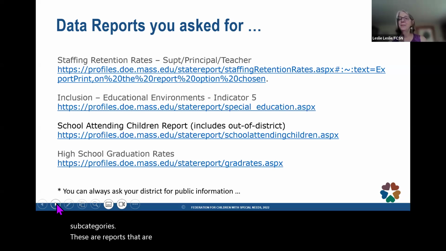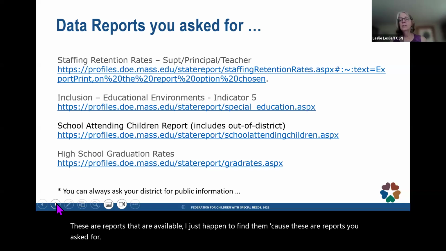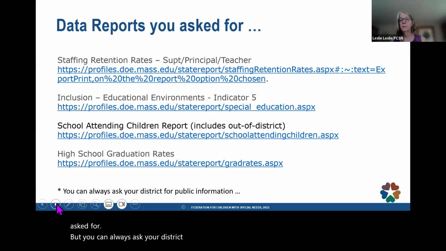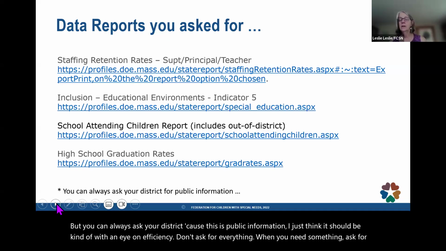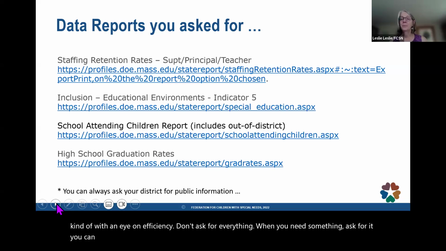I just happened to find them because these are reports you asked for. But you can always ask your district because this is public information. I just think it should be done with an eye on efficiency. Don't ask for everything. When you need something, ask for it. Hopefully you'll approach informally, but you can also file a public records request on certain items.